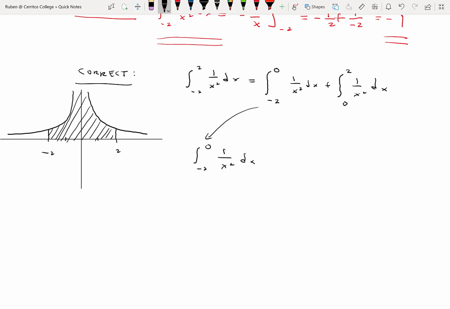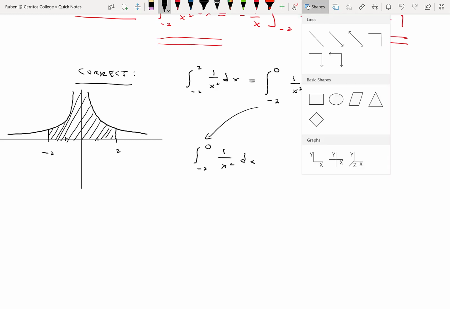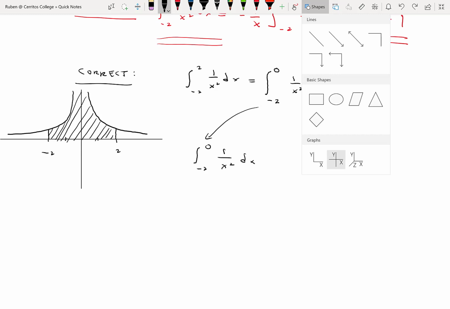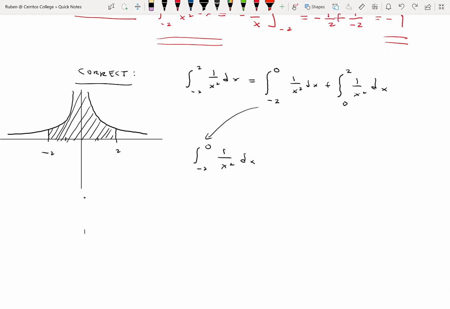So what that means for us graphically is this. Let's say here's the function, or at least the part of the function that's on the left of the y-axis. We're going to integrate between -2 and 0.